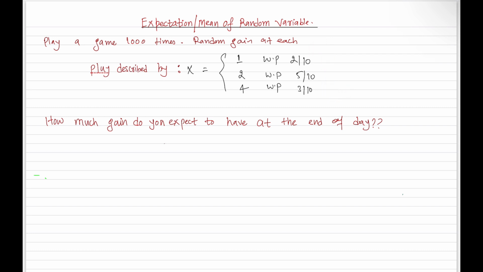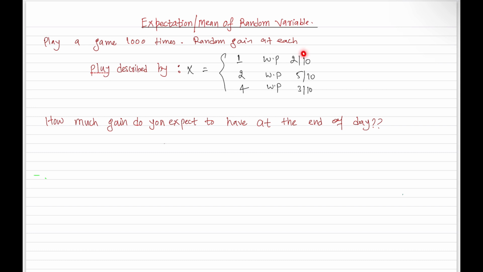If we look at these probabilities as frequencies, it tells you that if you play 10 times, then you will get 2 times a gain of 1. If you play 10 times, you will get 5 times a gain of 2. And if you play 10 times, you will get 3 times a gain of 4. So overall, you have a 20% chance that you will gain rupees 1, a 50% chance that you will get rupees 2, and a 30% chance that you will have a gain of rupees 4.